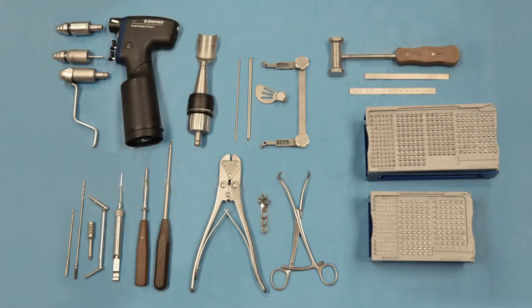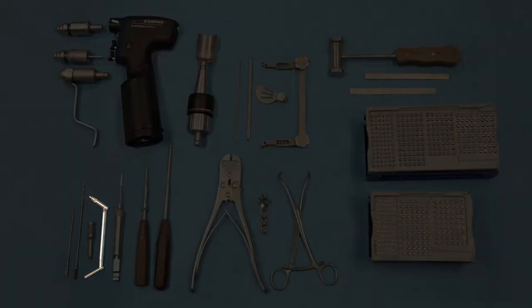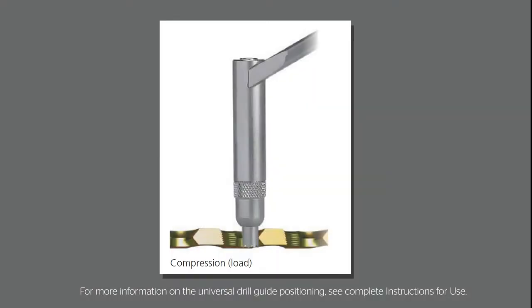The following instruments and implants will be used in the TPLO procedure. The 3.5 millimeter universal drill guide can be used to drill holes for conventional screws in either a neutral or load position. A drill hole in load, also known as compression position, is created by placing the universal drill guide in an eccentric position within the plate hole away from the osteotomy.